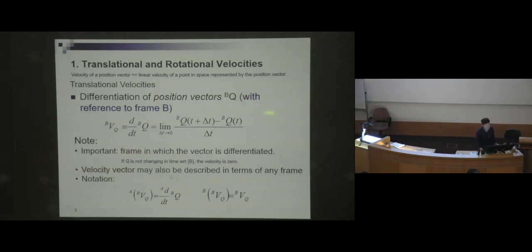You have to note the frame at which the vector is differentiated. If Q is not changing in time with respect to B, then the velocity is equal to 0. So when you look at this differentiation, the first thing you need to pay attention to is the referencing frame. The velocity vector can be described in terms of any frame. For example, the notation BVQ expressed in A will be A d/dt BQ.